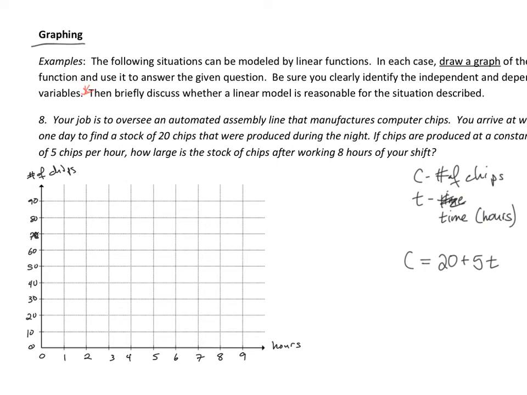Well, we always want to put the initial amount right here on the y-axis. We want to find the initial amount on the y-axis. And then for every one we move to the right, we need to increase our number of chips by 5, right? After 1 hour, we would have 5 more chips than we started with, so it would be 25 chips. After 2 hours, we would have 10 more chips than we started with, so we would have 30. And we can continue this all the way over. We can just follow our pattern.